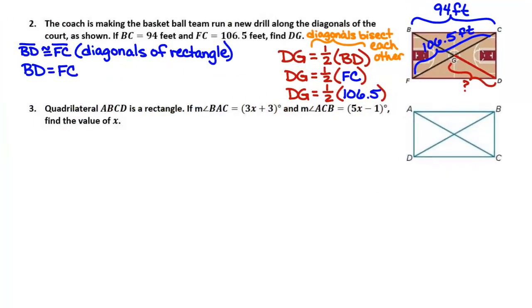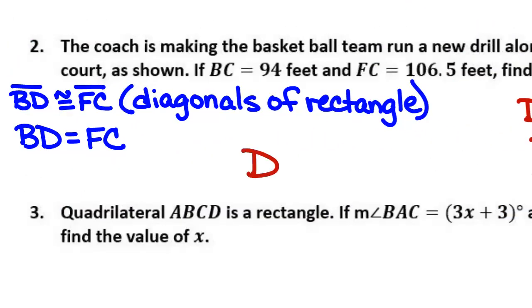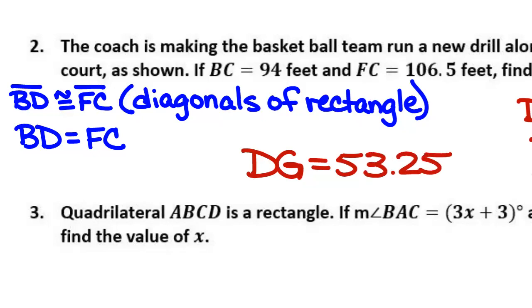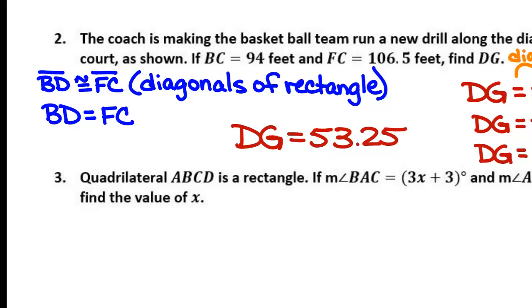All right. So DG is equal to 53.25. Would we need units with that? Feet.